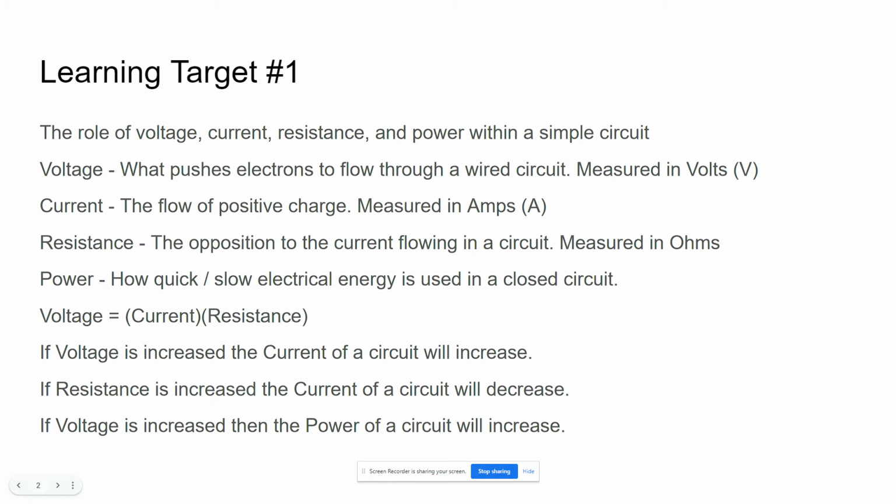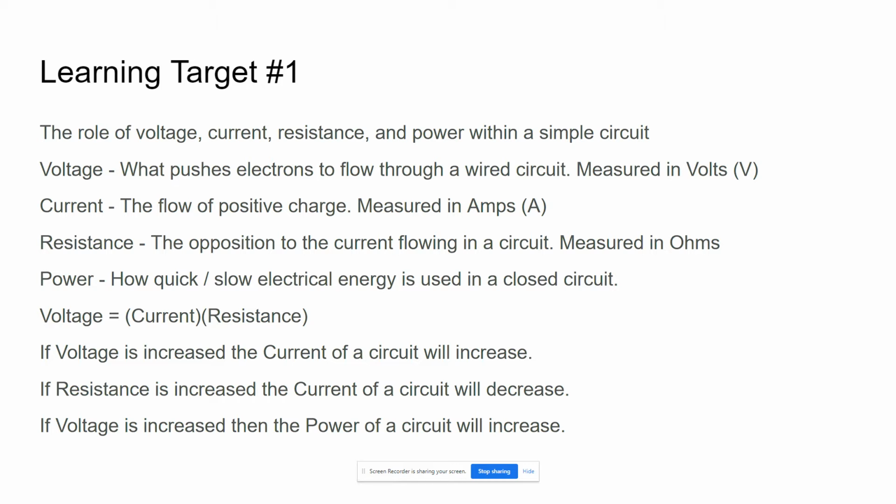Okay, so the role of voltage, current, resistance, and power within a simple circuit. Voltage is what pushes electrons to flow through a wired circuit. It is measured in volts. Current is the flow of positive charge in a circuit. It is measured in amps. Resistance is the opposition to the current flowing in a circuit and is measured in ohms.